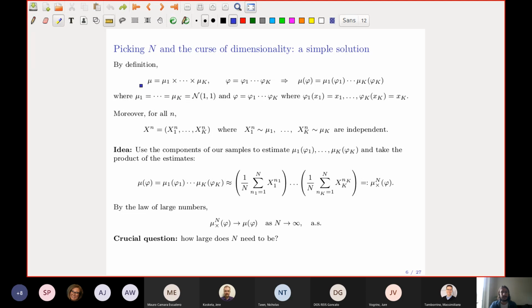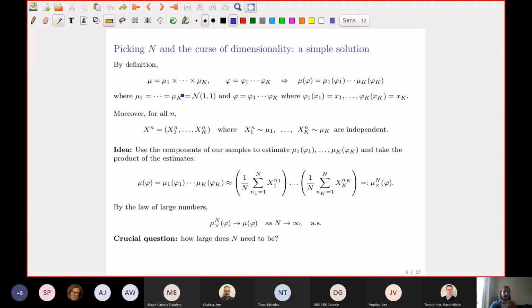It's really simple. You start by noting that your target is the product of k univariate distributions. The integrand is the product of k scalar functions. So your average of interest is the product of the corresponding component-wise averages. And then something that might seem rather natural to do is say, okay, well, why don't I just estimate each of these things separately, right? And then take the product of these estimates and use that as an estimate for my integral of interest.